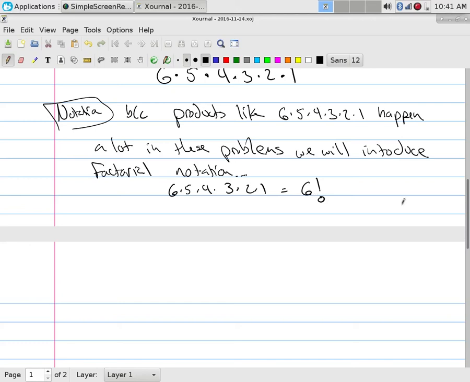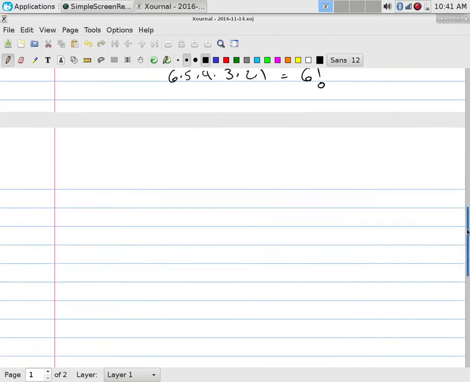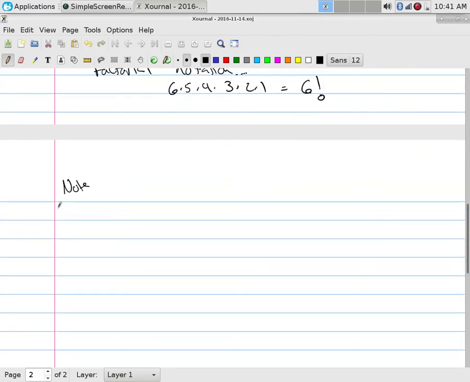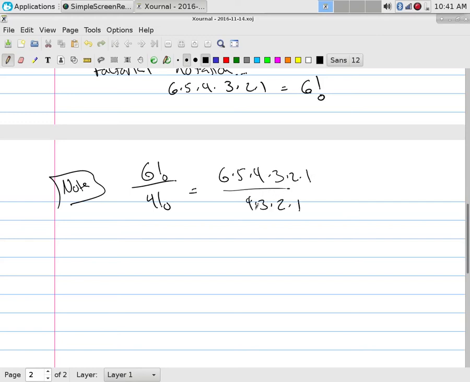Some properties of factorial when you see things like this. Note, what if I had things like 6 factorial divided by 4 factorial? Well, that's just 6 times 5, 4, 3, 2, 1 over 4, 3, 2, 1. So those all cancel, and that's just simply 6 times 5, right? So when you have a factorial over a factorial, you have a bunch of factors, you're going to get things to cancel. And the easiest way to do it is just to grab whichever factorial on the bottom is biggest and then just simply throw all those away with the thing on the top because they cancel out to the number 1.